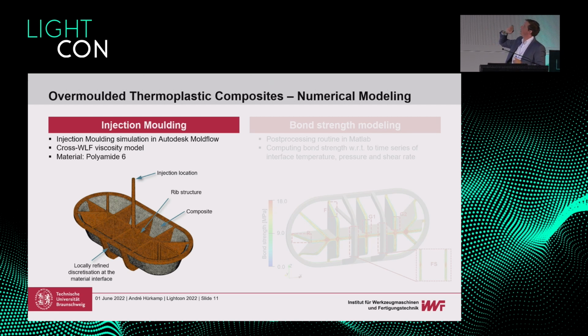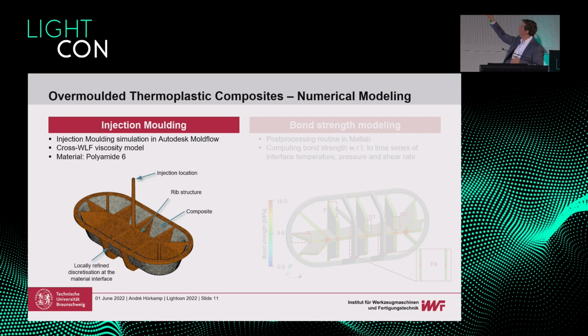Therefore, we developed a model which is implemented in a post-processing routine in MATLAB, and there we can compute the bond strengths with respect to the time series of these values. And as you can see here, for example, this is the bond strength. It's varying between 0 and 18 megapascal here in this example, and we can see that it's locally not homogeneous.